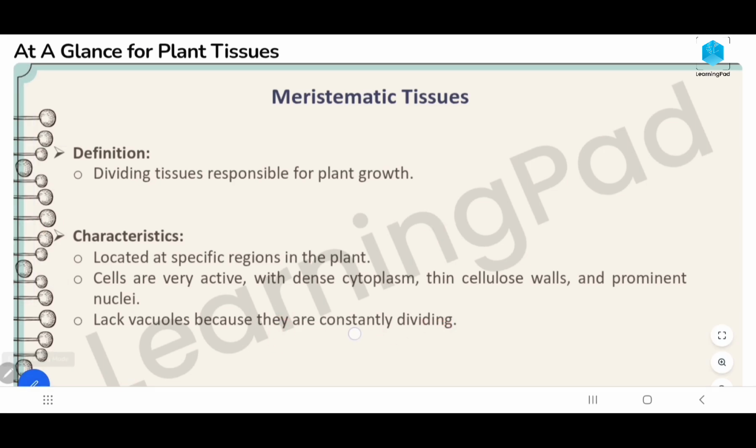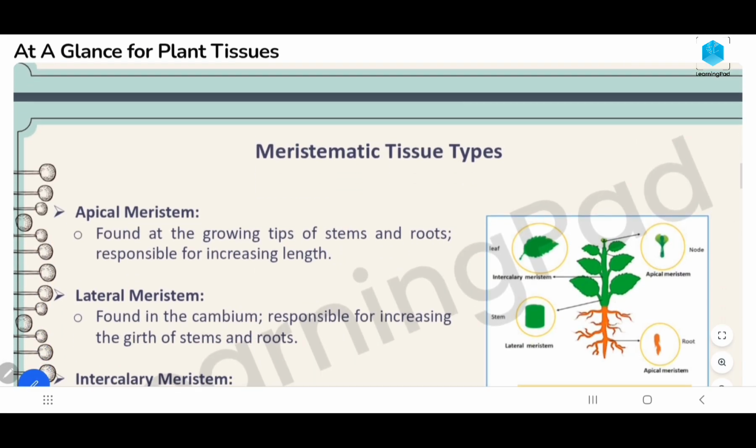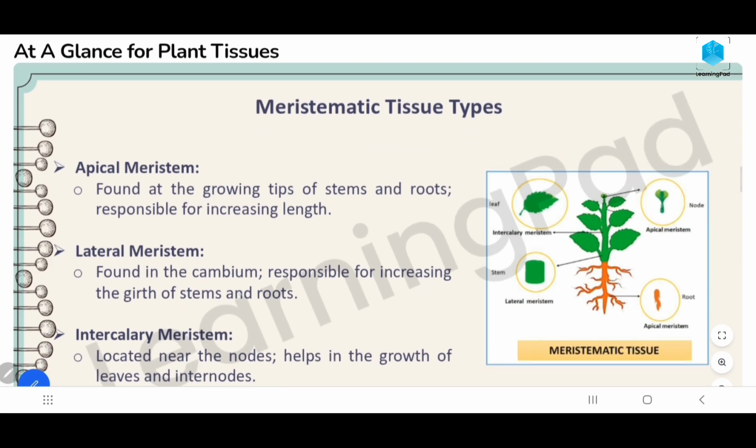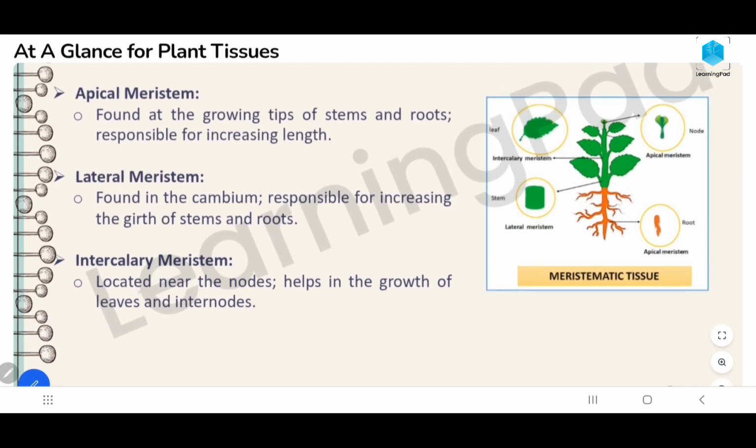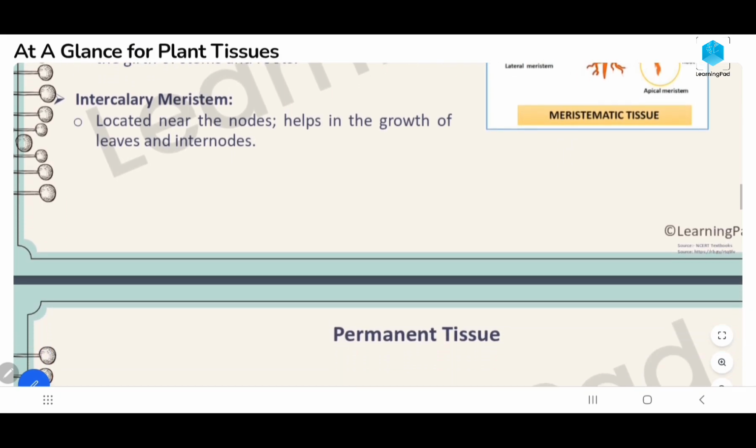We studied the types of meristematic tissue. Apical meristems, as I said, are found at the tips of stem and root, responsible for increasing the length of stem and root. Lateral meristem is found in the cambium, and it is responsible for increasing the girth of stem and root. The intercalary meristems are located at nodes, and they help in the growth of leaves and internodes.